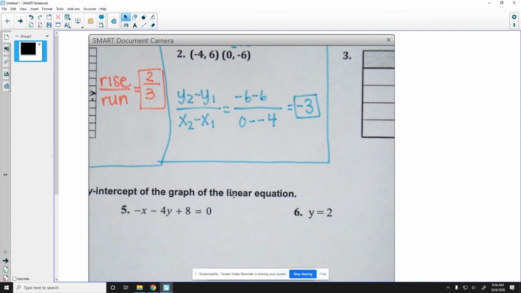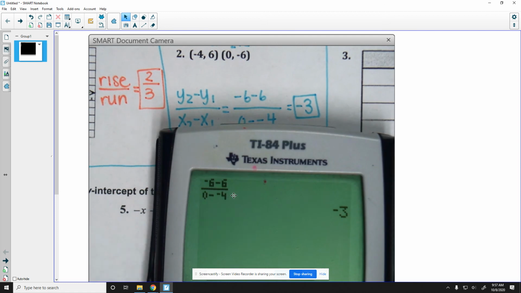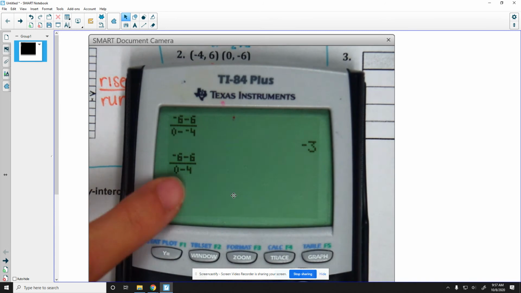Yes, Sienna? If you did put like 0 minus 4, would it get a different answer? Yeah. So if you put 0 minus 4, let me just show you. So do you see how I just wrote 0 minus 4 here?